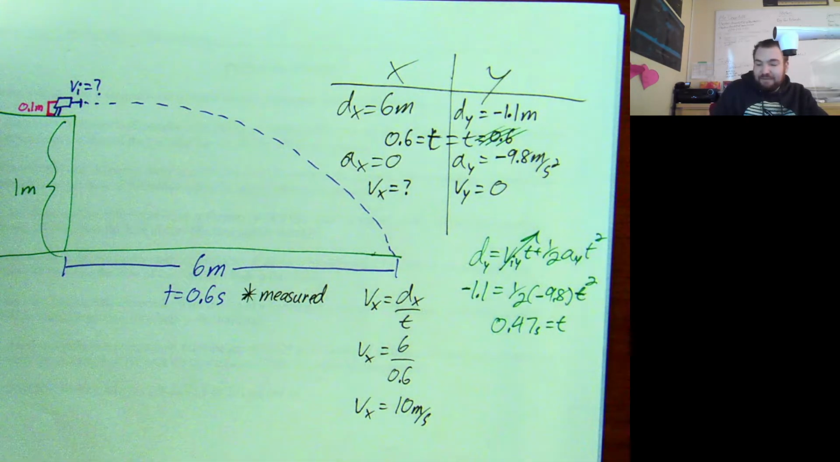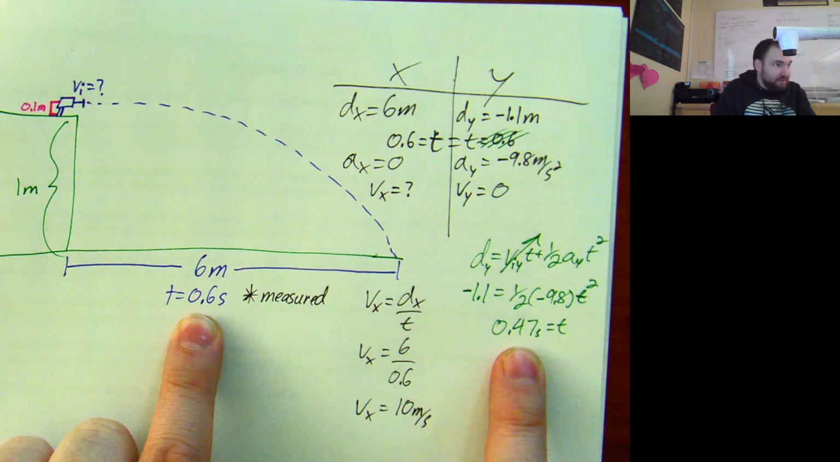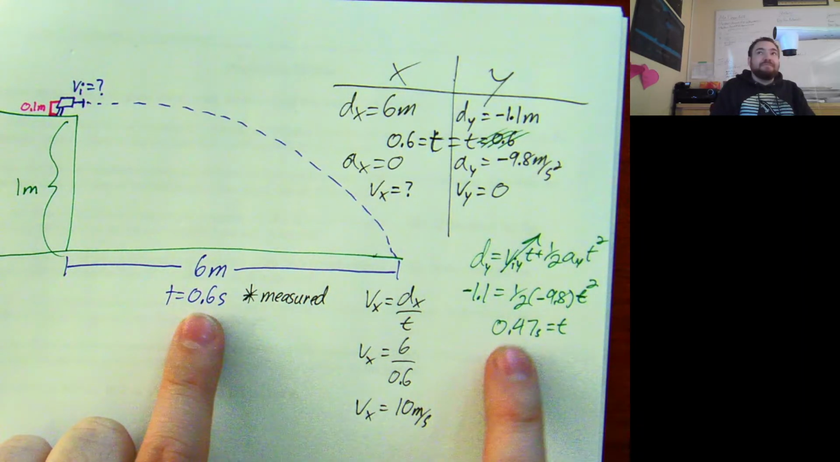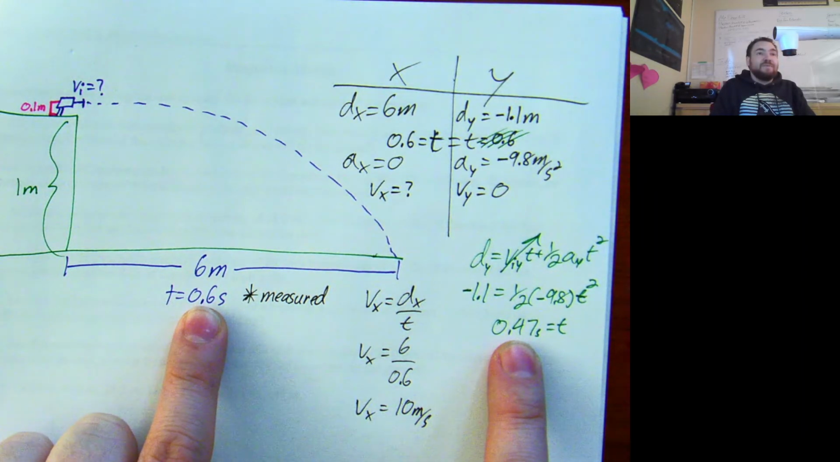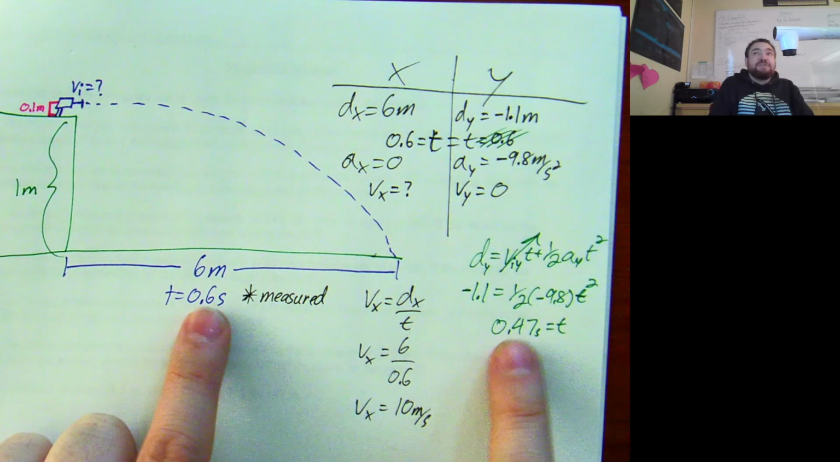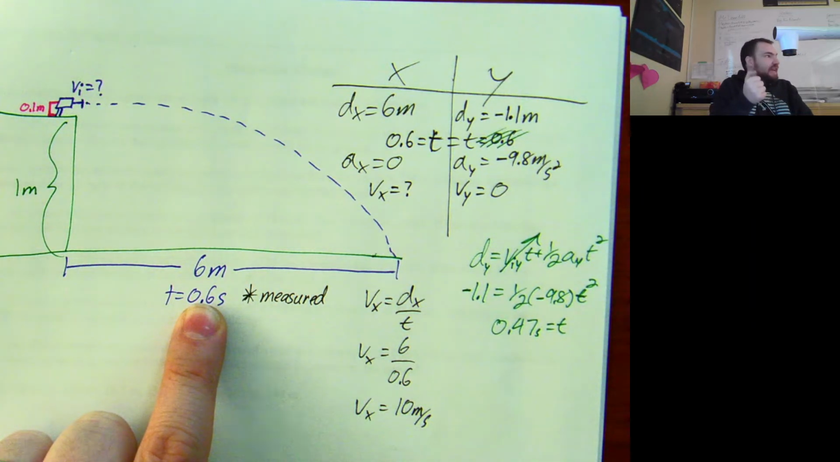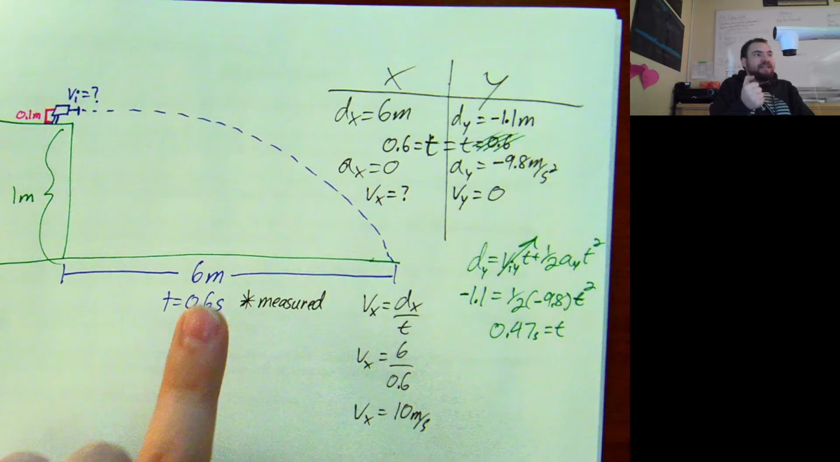So is a difference of 0.13 seconds reasonable? Can that be explained by error? No, but think about what we just did here. Can I explain the difference between the 0.6 seconds and the 0.47 seconds? Yeah. I can explain that by just the delay in our own ability to take a measurement.